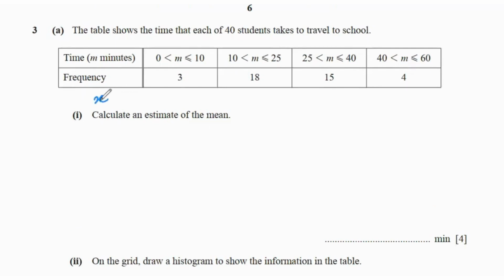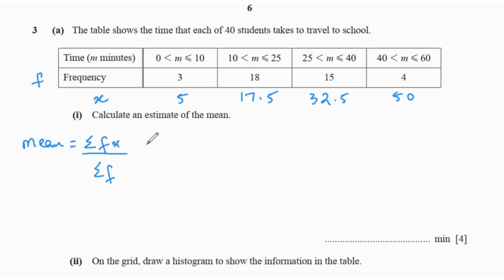So we make a row over here. For 0 to 10, the midpoint is 5. For 10 to 25, your midpoint is going to be 17.5. For 25 to 40, your midpoint is going to be 32.5. And for 40 to 60, your midpoint is going to be 50. So mean is basically sigma fx divided by sigma f. This is your f value, this is your x value.